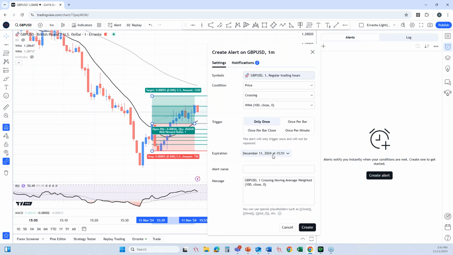You can also set the expiration date, and you can put a name on the alert, so you will be able to use different alerts without any confusion. And this is the message you really want to get as a notification here in the down corner of your TradingView platform. In that case, you can easily create it.